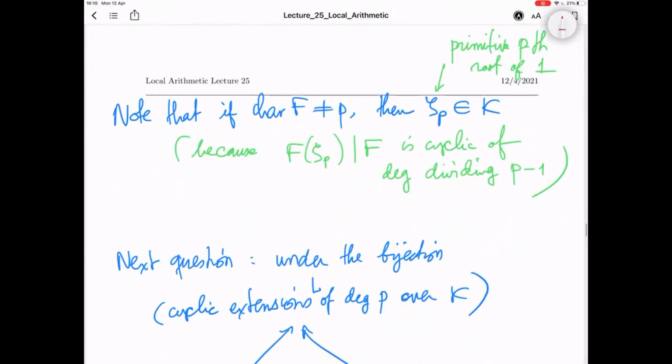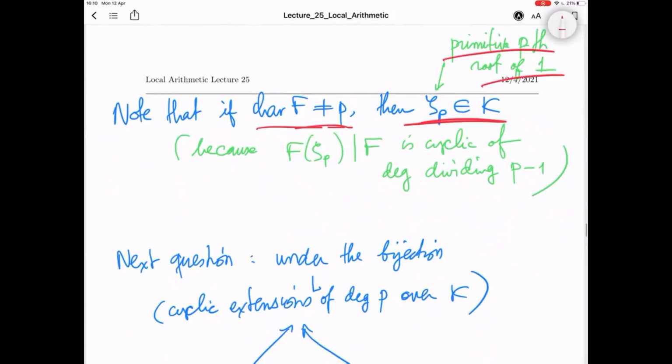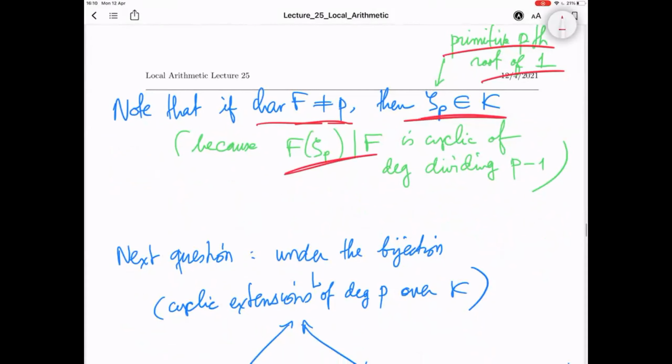Now, notice that if the characteristic of F is different from p, then this K contains zeta p, a primitive pth root of unity. Why is that? Because F(zeta p) over F is a cyclic extension of degree dividing p minus 1, and K contains all cyclic extensions of F of degree dividing p minus 1.